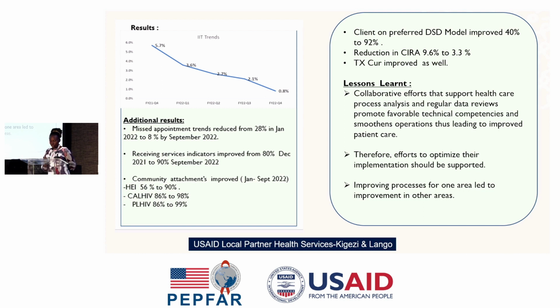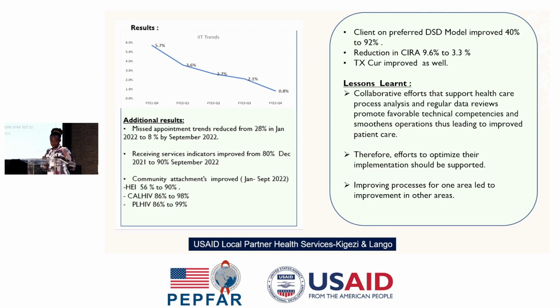Upon implementation, we realized that this intervention mix did not only improve IIT, but we observed some other effects. We noted that missed appointment trends for our sites also reduced from 28% to 8% by September 2022. We also improved on the receiving services indicator, having attached everyone to a community health worker, so they had to make sure clients receive the services they're eligible for. This indicator also improved from 80% in December to 90% by September.